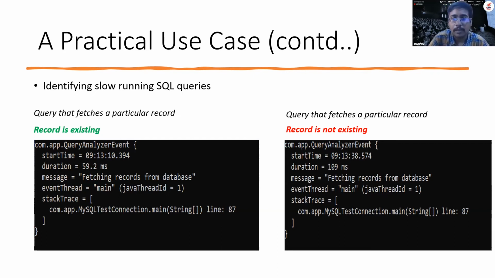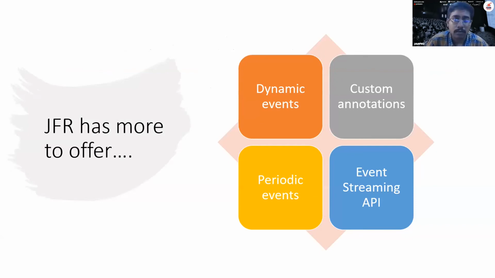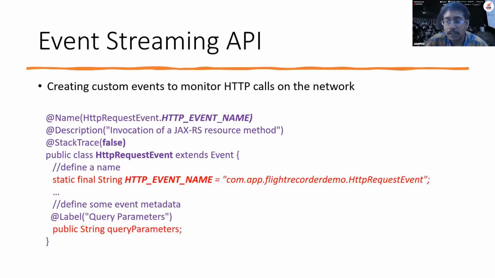Now, coming to the next part, one can imagine the Java flight recorder to just capture events, but it's not just events that can be captured. You can do a lot more things using the Java flight recorder API, like custom annotations, dynamic events, periodic events. But I'm going to be focused on the event streaming API, which is something that I was particularly interested in. And here is something about the event streaming API.